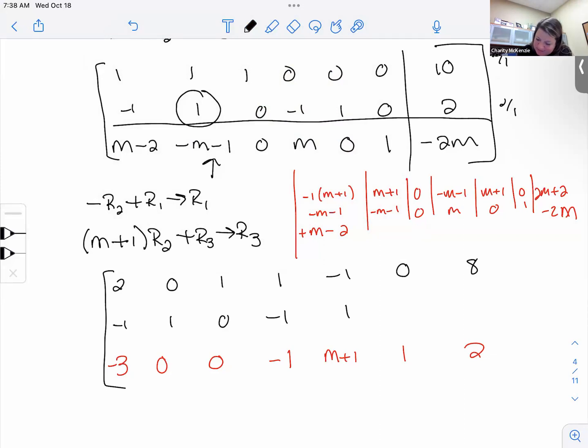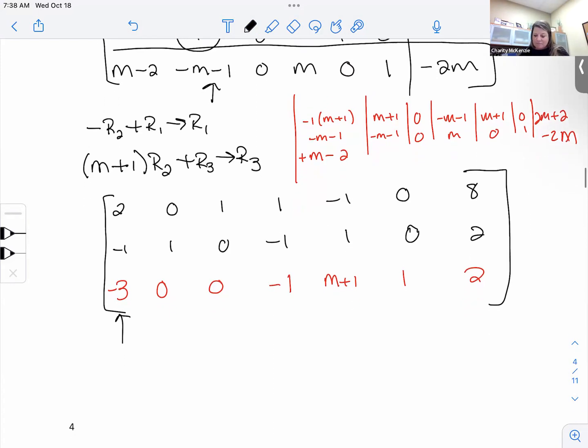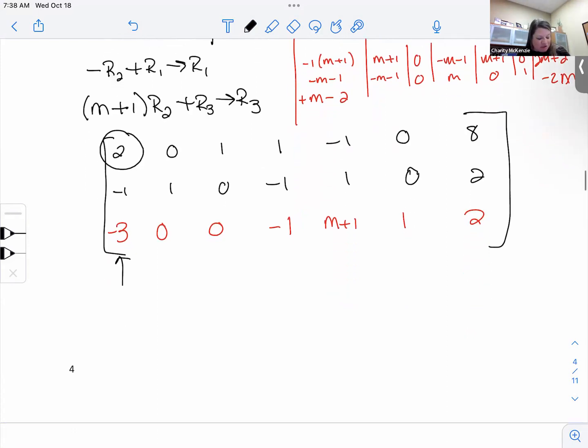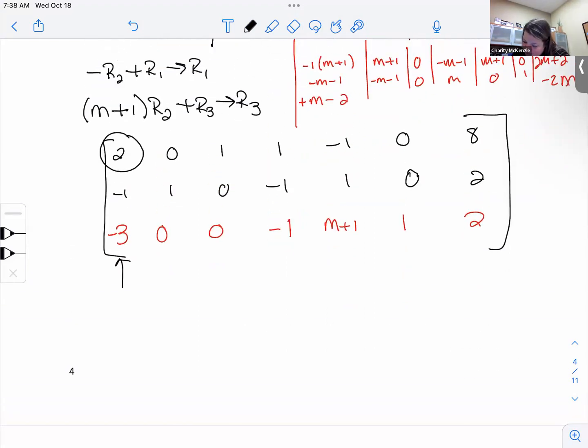And gosh darn, we still have a negative indicator, but now it doesn't have an m on it, which is nice. So the -3 is our next negative indicator. And we have to use this one because you can't use a negative. So we have to then divide by 2 on that row. I think I'm going to have to add a page real fast.